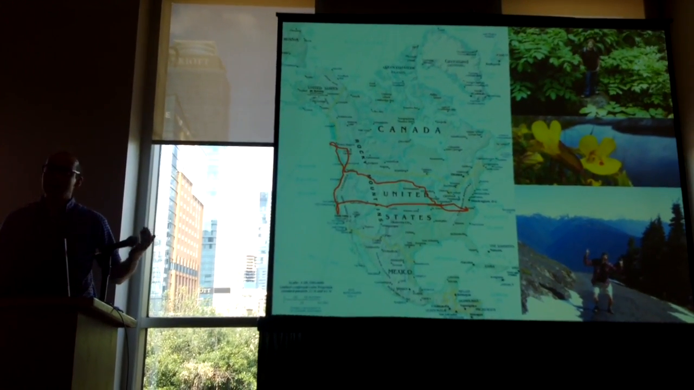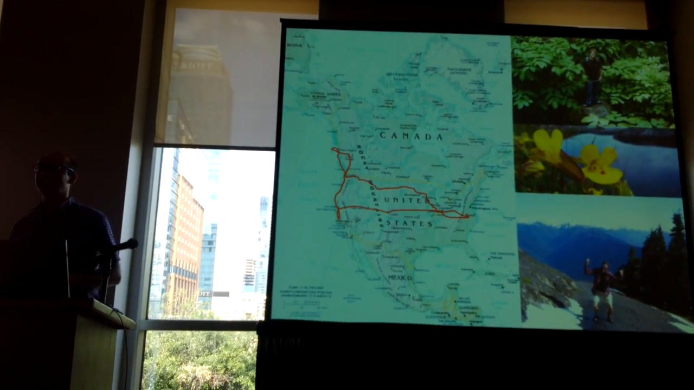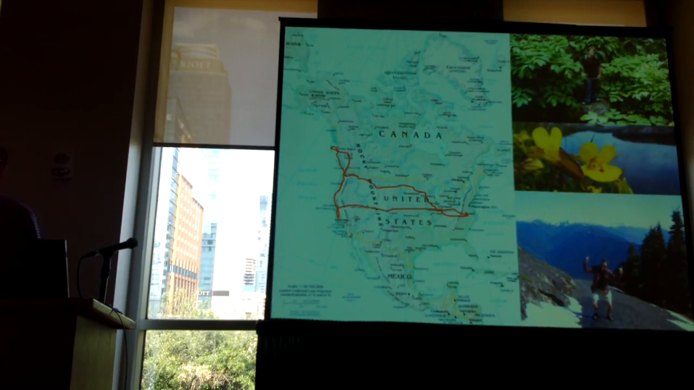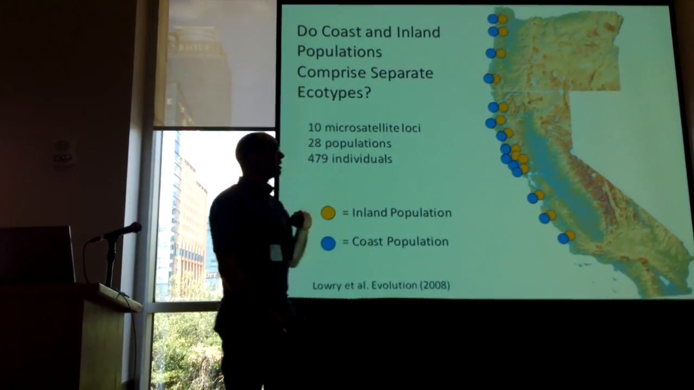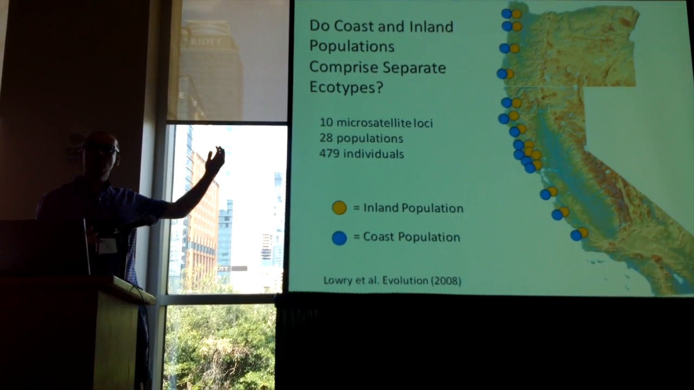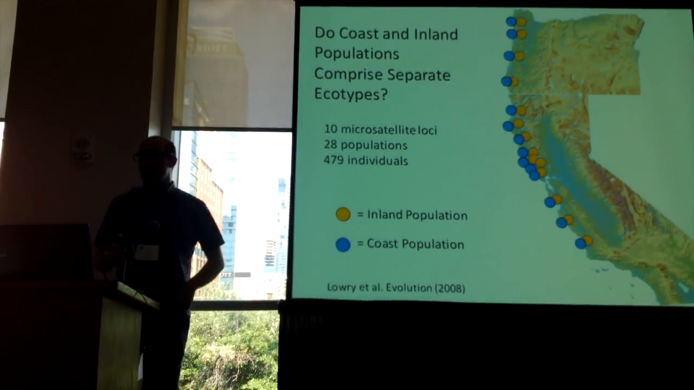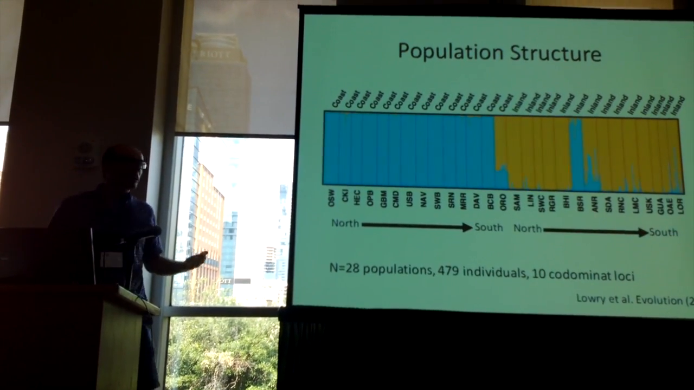So in order to understand this, when I started grad school, my third rotation project was to drive 18,000 miles and collect 100 populations of Mimulus guttatus all across California and Oregon. And then I was able to ask the question, do all the coastal ones collectively comprise one ecotype versus all of the inland ones? And so back in the day, all we had was microsatellite loci.